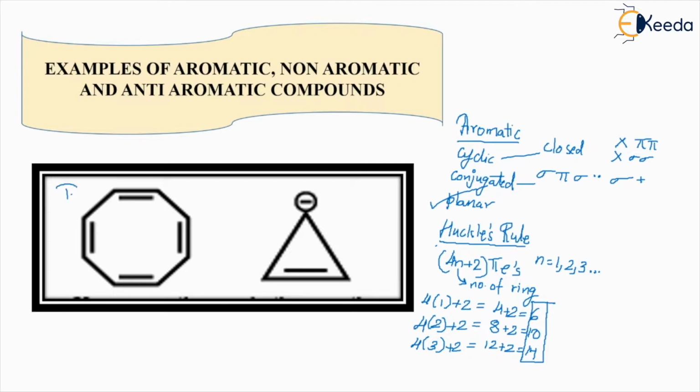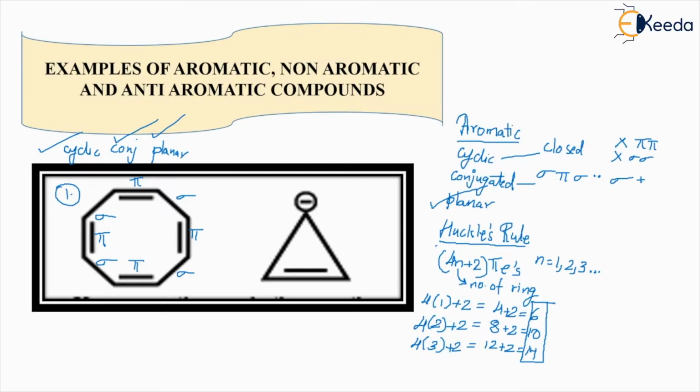This is the first example we have over here. Is it cyclic in nature? Yes. Is it conjugated? Let's see. We have pi, sigma, pi, sigma, pi, sigma, pi, sigma. Yes, it is conjugated in nature. Is it planar in nature? Always it will be planar in nature.